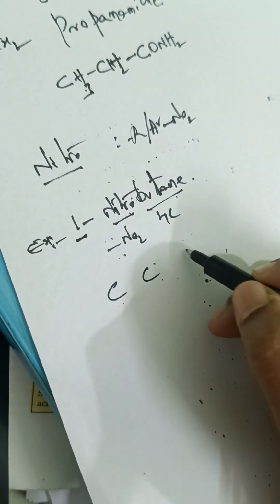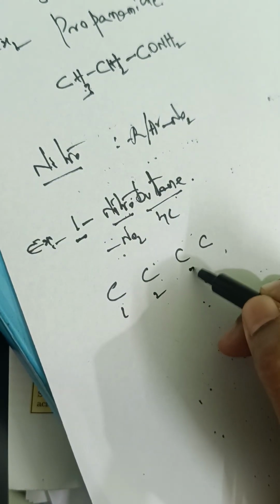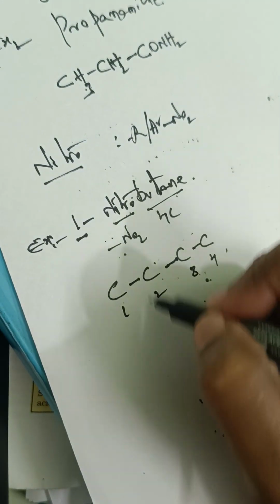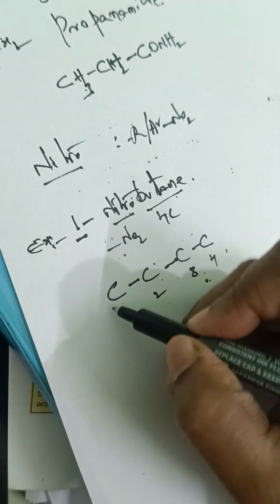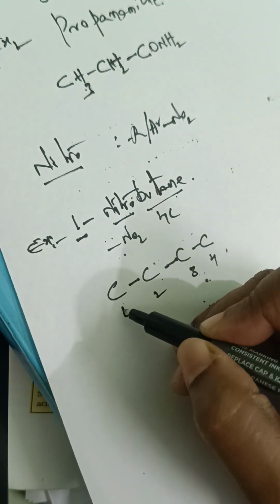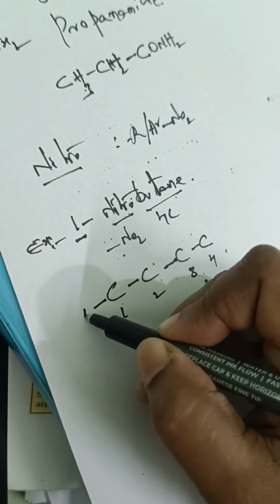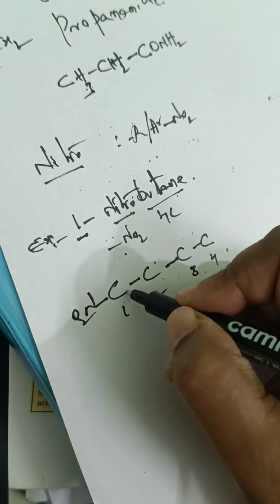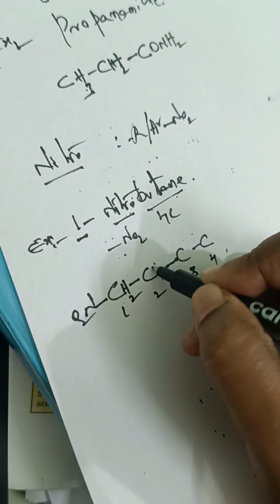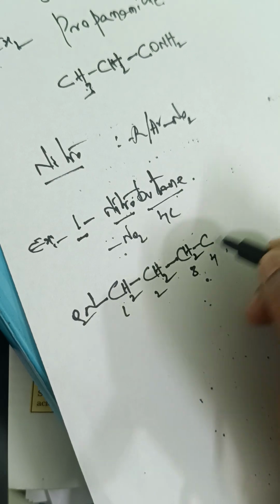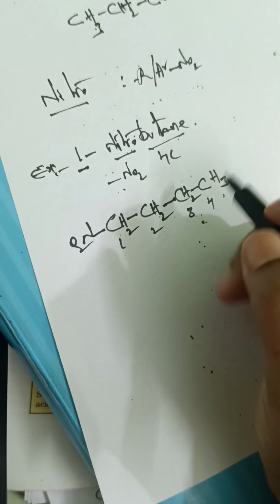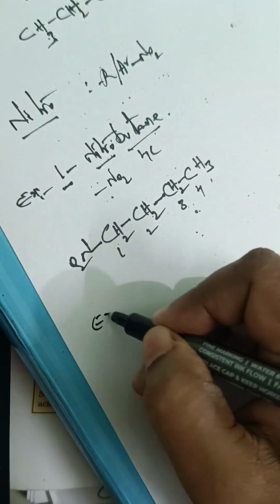So you take 1, 2, 3, 4, and then you number the carbon atoms, and then you balance. You place the group at position 1, and 1 means you can take it from here or here. So I have numbered from here. You take NO2 here, and then you just balance. This is CH2, CH2, CH2, and then CH3. That is 1-nitrobutane. And then you can take another example.